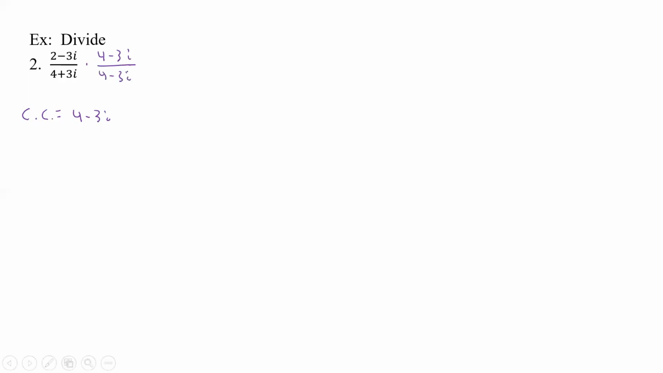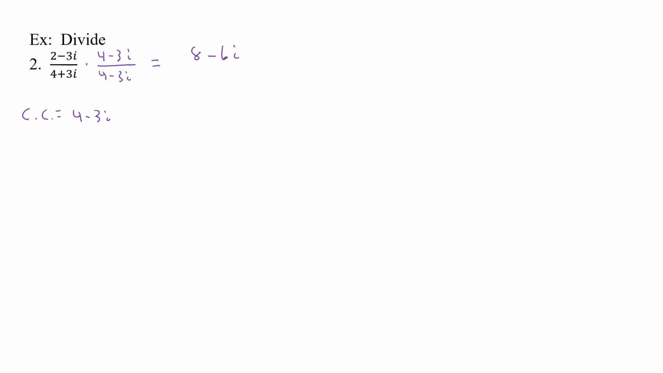Okay, so now you can see why we needed to learn a little bit of multiplication before we got to the division, because division is just multiplying by the conjugate on numerator and denominator. All right, so FOIL. I'm just going to do it here without rewriting it all and then drawing the arrows. So I'm going to take first, 2 times 4. That's 8. Outer, 2 times a negative 3i. Well, that's going to be negative 6i.